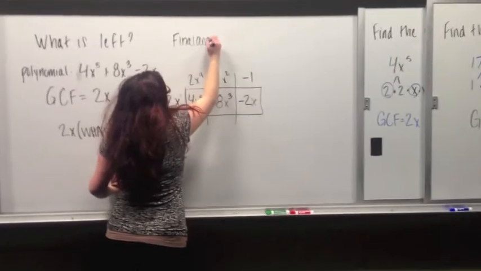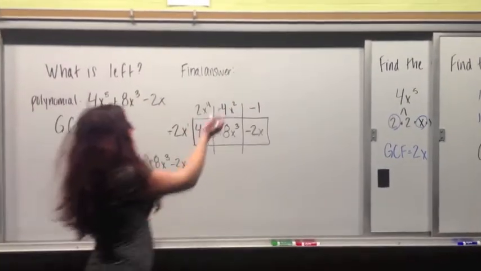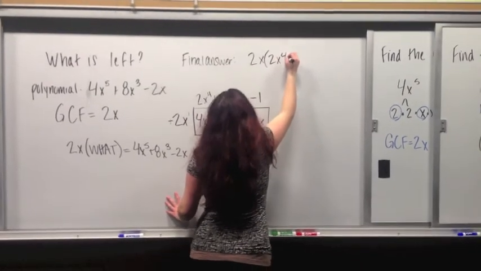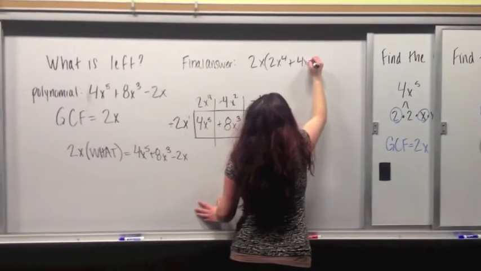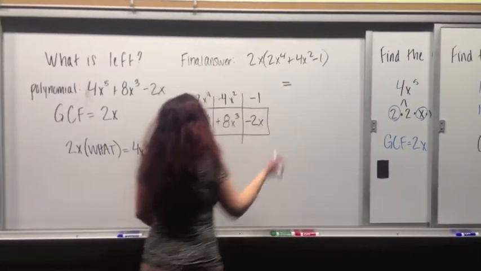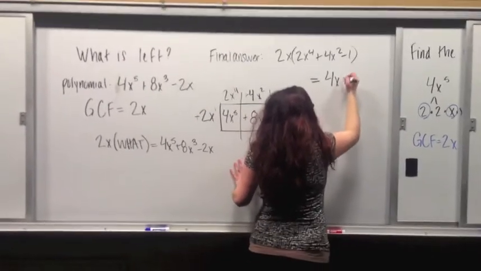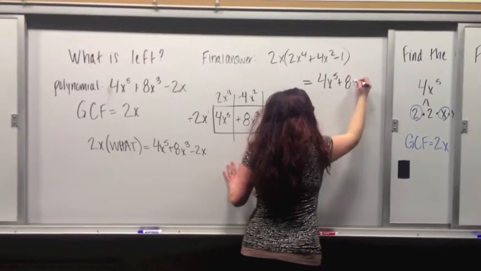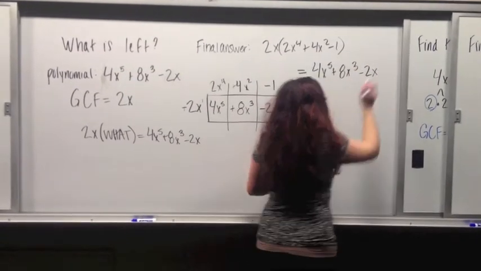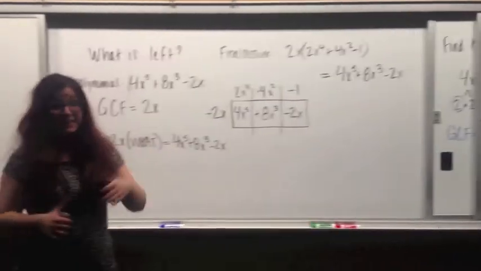Final answer. We found our two polynomials. We have our 2x times 2x to the fourth plus 4x squared minus 1 is going to equal my original polynomial, my 4x to the fifth plus 8x cubed minus 2x. And that's greatest common factor.